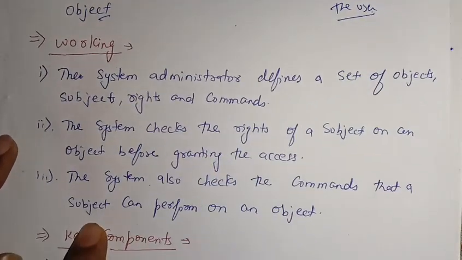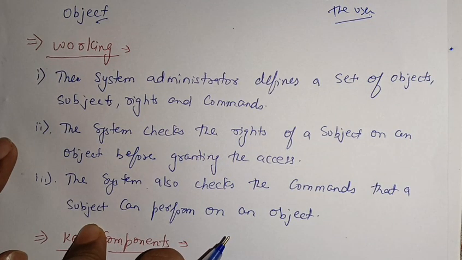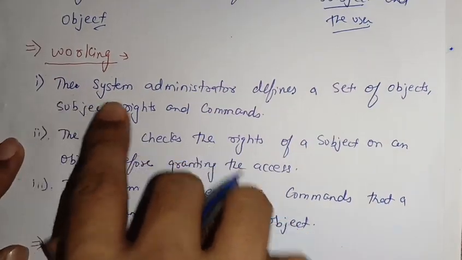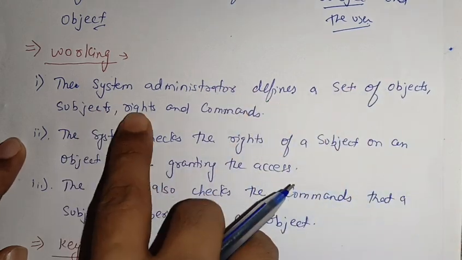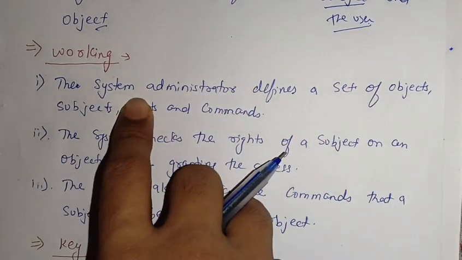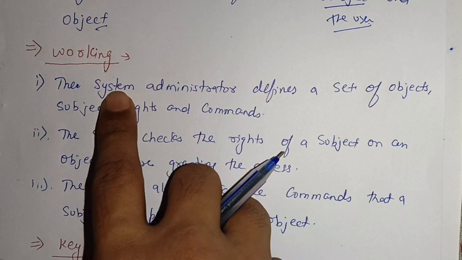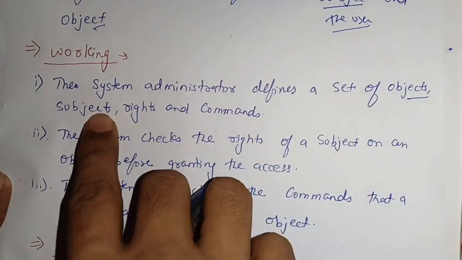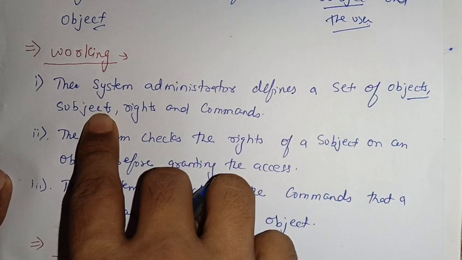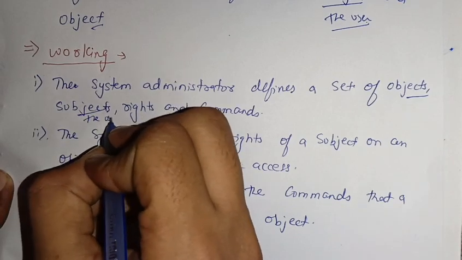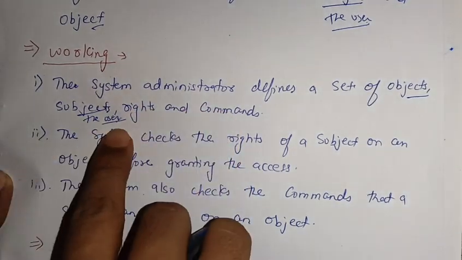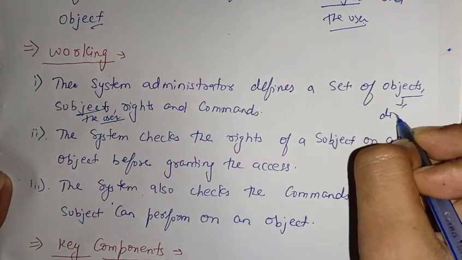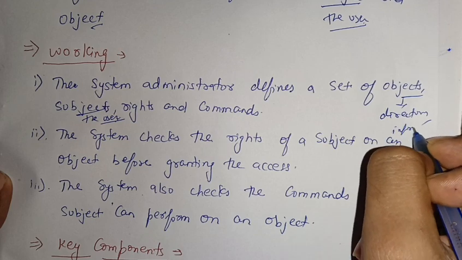So how does the Graham-Denning access model work? It is classified into three steps. First, the system administrator defines a set of objects, subjects, rights and commands. The administrator feeds the information into the system and defines a set of objects, whatever information is there. Then the subject, the user or authorized person who has the authority to access that data. The directory or information, everything is an object.